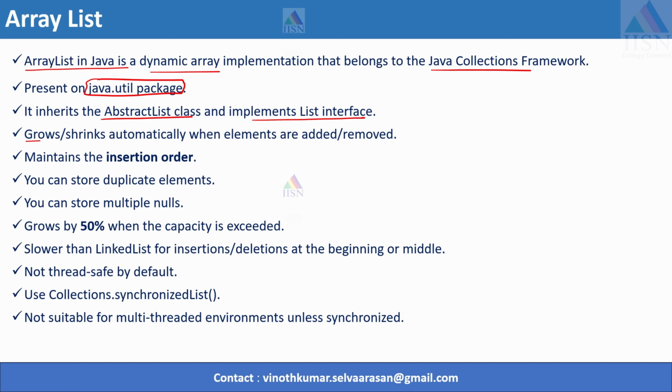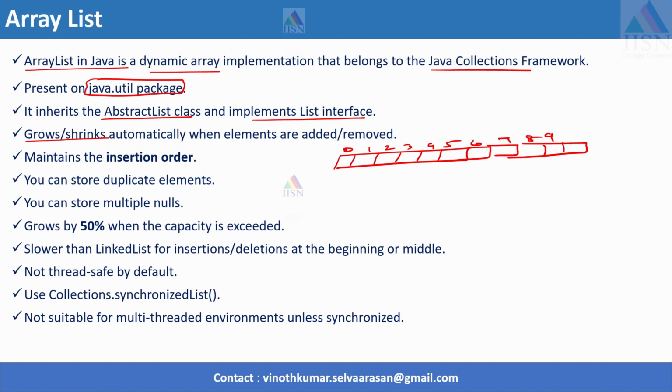As I already told, the ArrayList is going to grow and shrink based on the data we add. Suppose the default size of an ArrayList is 10. The indexes are 0, 1, 2, 3, 4, 5, 6, 7, 8, 9. So this is the default size.